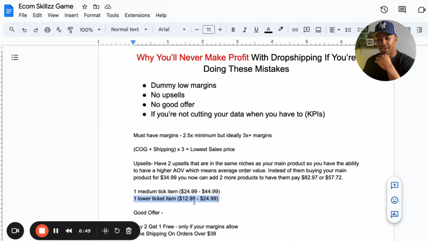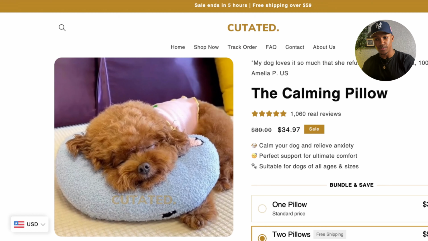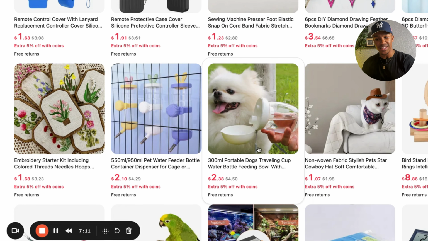And you want to have one medium ticket item and one lower ticket item. So something that's like $12 and another one that's like $24. So if someone doesn't buy that first upsell, let's say for example, this one, we added a water bottle as an upsell. So instead of them just buying this pillow, we have this as an upsell. If they don't buy this, we can give them this bandana or this hat for $12.